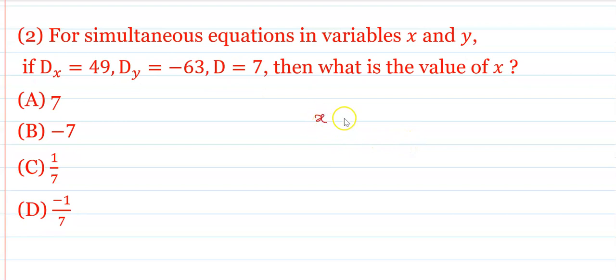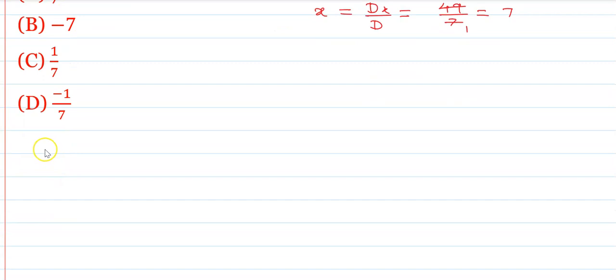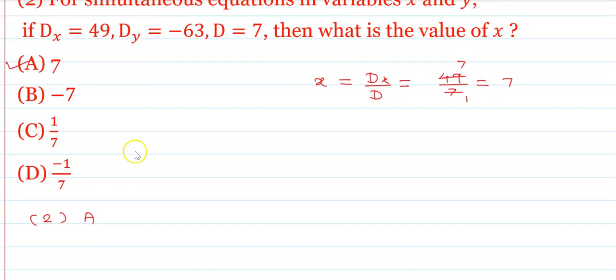Therefore x is equal to, we know that, Dx upon D. But what is the value of Dx? Dx is 49 and D is 7. Okay, and therefore after simplification you will get 7 ones are 7 and 7 sevens are 49. Therefore the value of x is equal to 7. Therefore option A is the correct one, and hence you can write here 2, A. Okay, now the next.